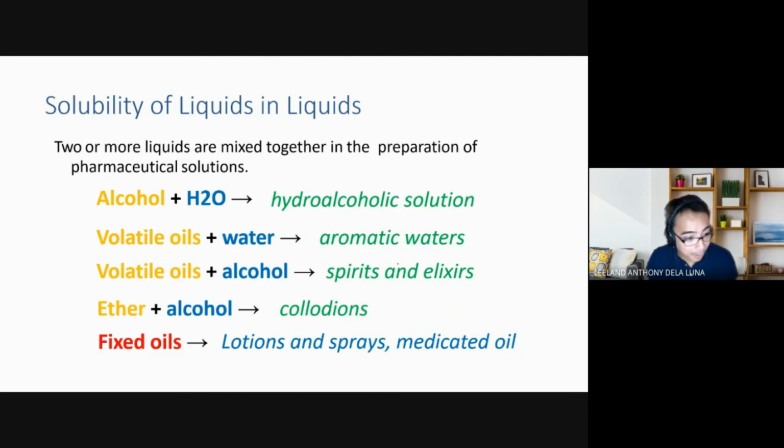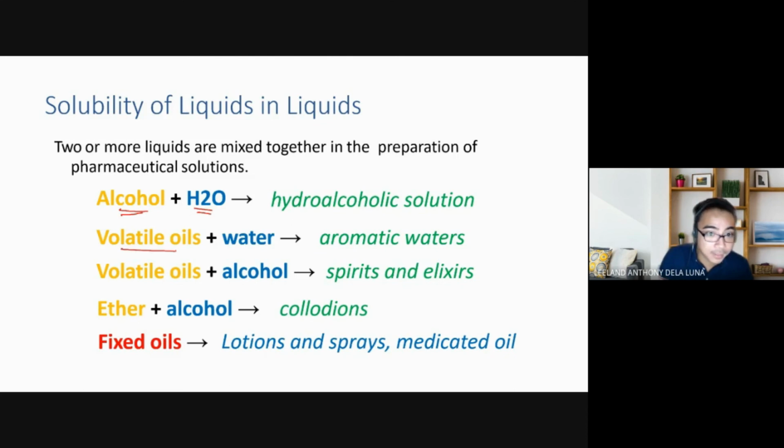Are they both polar? If they are polar, class, or they are the same, or sabi nga natin, like dissolves like. Kung polar yan, obviously dapat polar din ang solvent mo. Kung non-polar ang solute, non-polar din dapat ang solvent. Halimbawa, alcohol which is polar, okay, it's definitely soluble, class, in water. So therefore, we are able to create hydroalcoholic solutions.